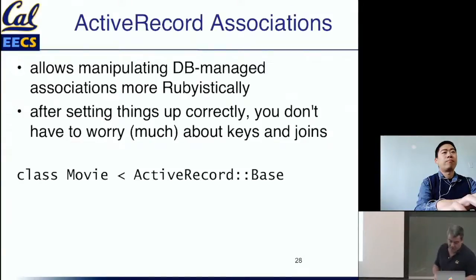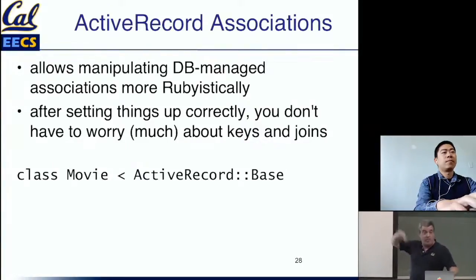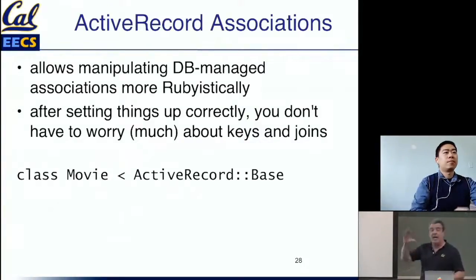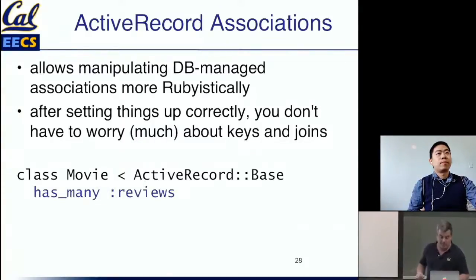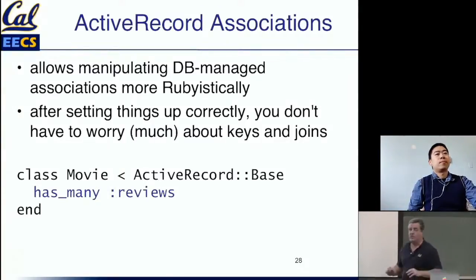So here's how it goes. Within your class that derives from active record base, we're going to go for the example that we did before where we could say that a movie has many reviews. Here's what you say. Movie has many reviews. Isn't that the most beautiful syntax ever? That's it. You're done.